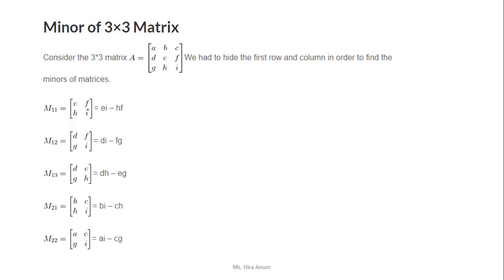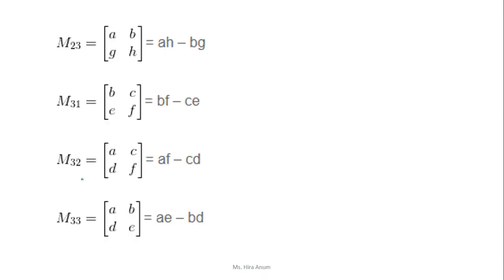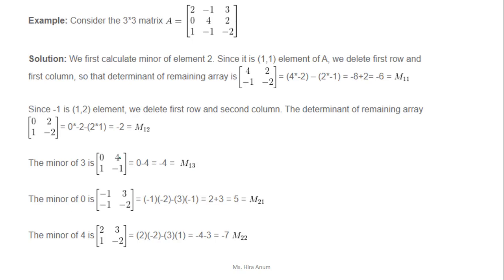This is 3 cross 3 and this is finding 1 cross 1. E multiply I minus H multiply with F. In down 1, minor of 1 2, it multiply D with I, G with F. 1 3, D multiply with H, G multiply E. Similarly on the previous pattern. You can easily understand we are using the same method for the minor.